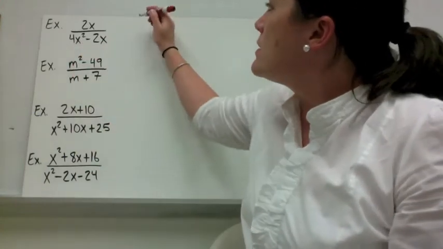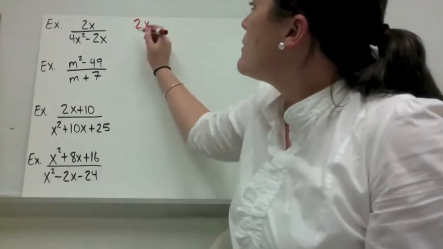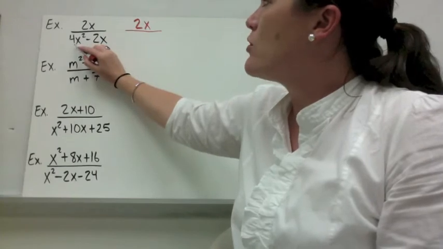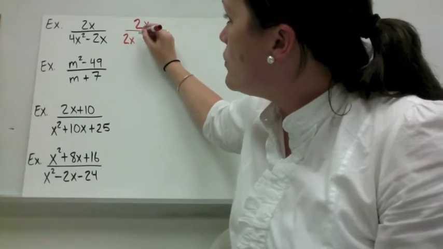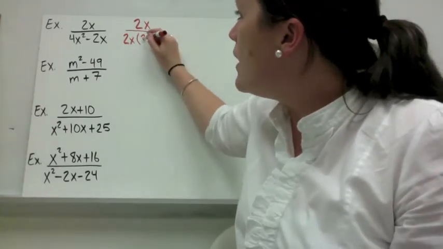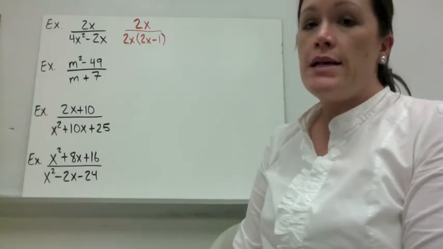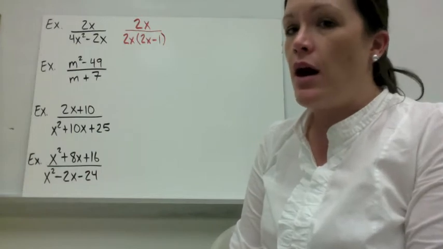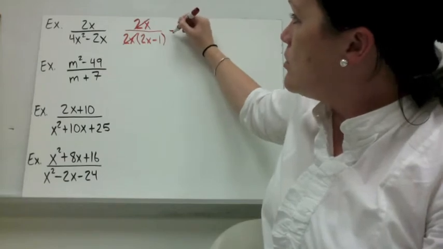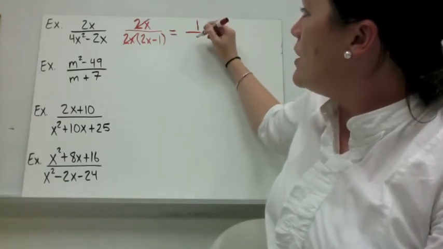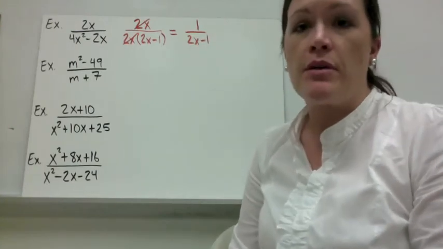My numerator in this example is already factored. I can't take anything out of 2x. But in my denominator, there is a greatest common factor between these two terms. So I could factor out 2x, and I would have 2x - 1 left over. Then we want to cancel factors that match, the ones they have in common, or we can think of it as them dividing out to equal 1. And so bringing over my final answer, I would have 1 over 2x - 1 as my final simplified rational expression.